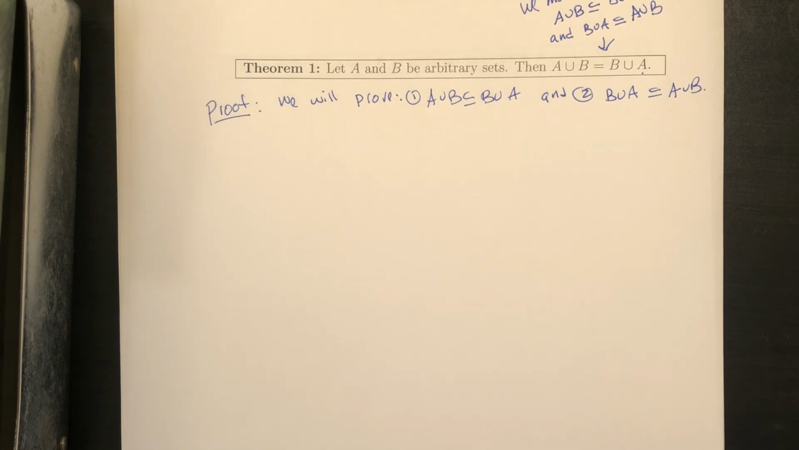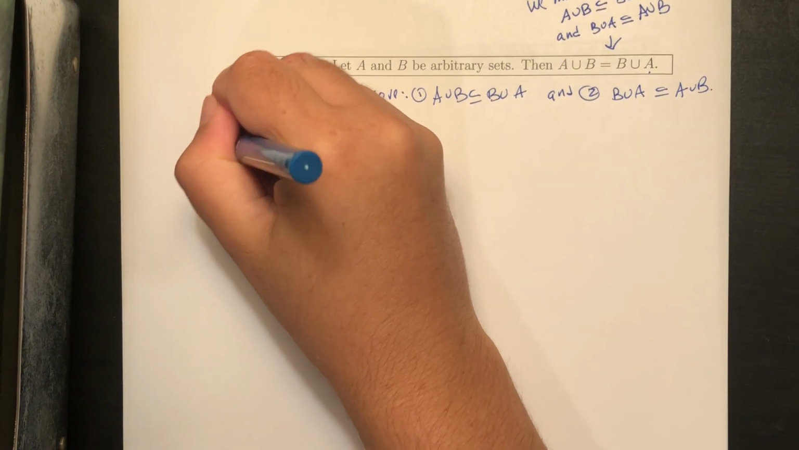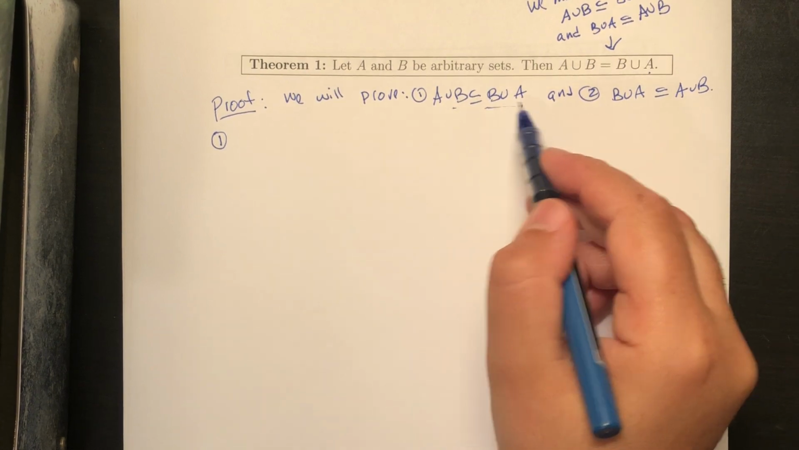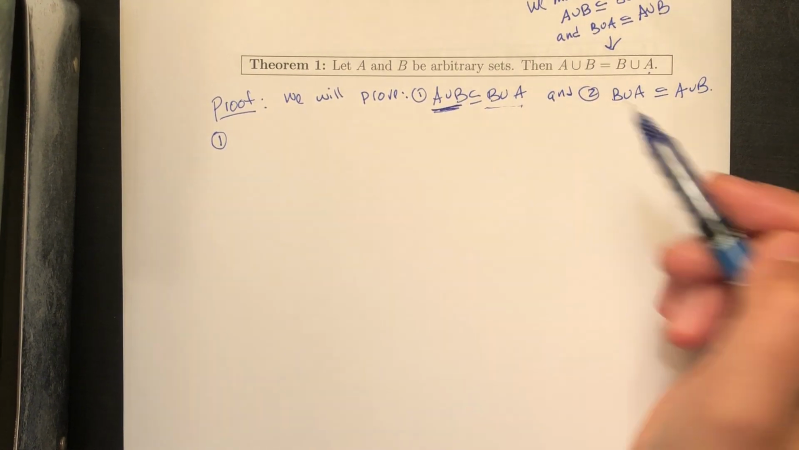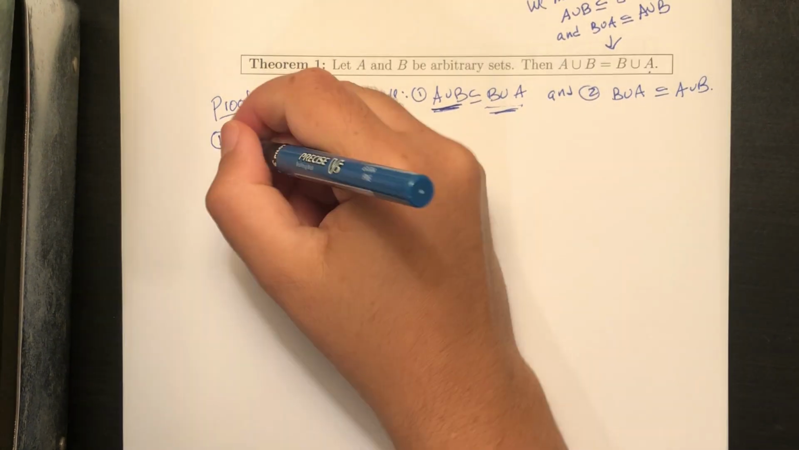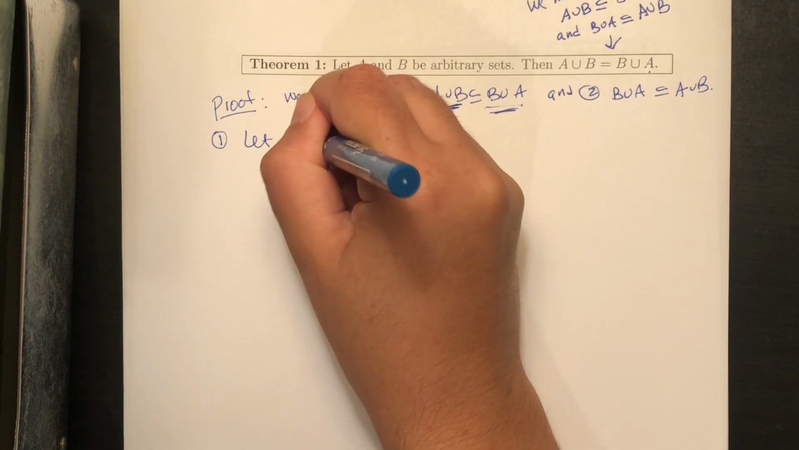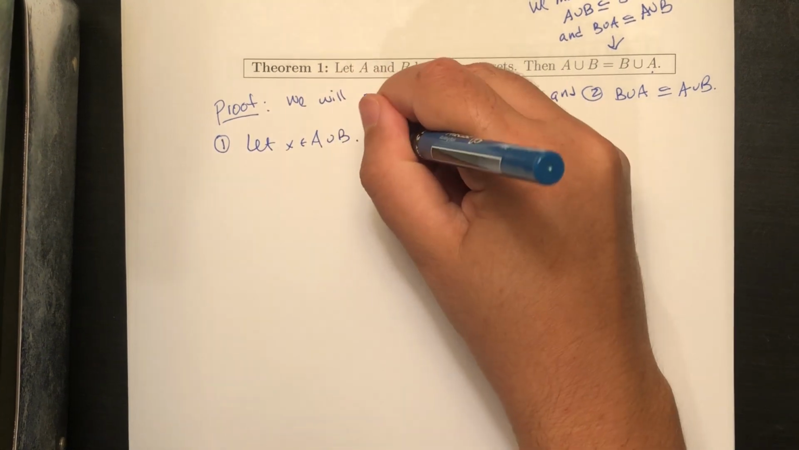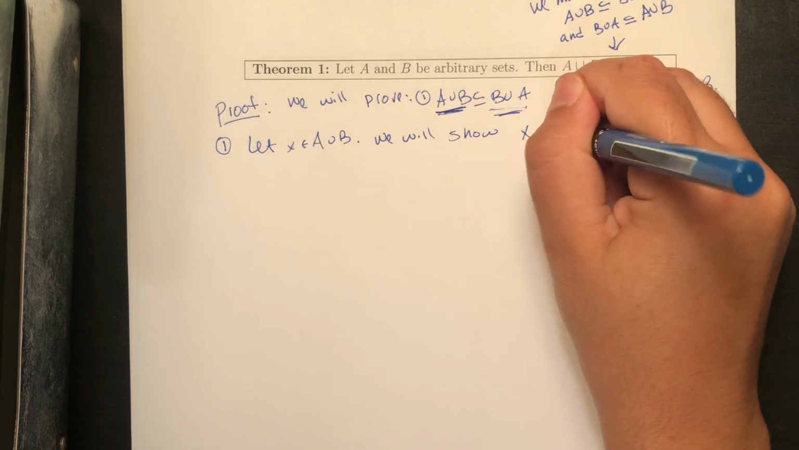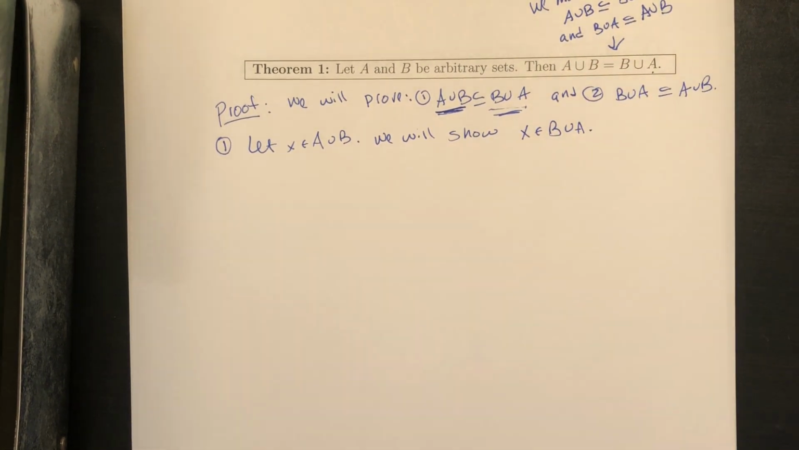All right, how are we going to do that? Let's start with this one. To prove one set is a subset of another, you let X be an arbitrary element of the first set and then explain why X is an element of the second set. Let X be an element of A union B. We will show X is an element of B union A.